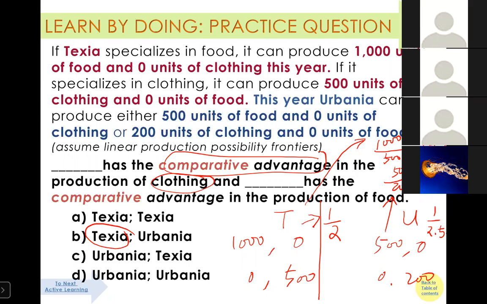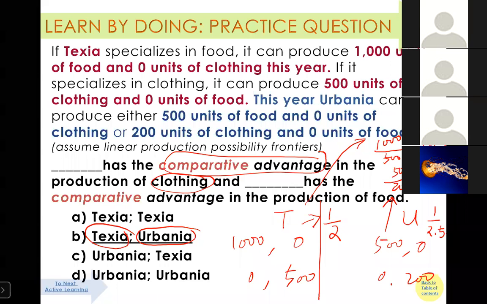Now, clearly, Urbania has comparative advantage in the production of food. Or in general, if a country has comparative advantage in producing A, then it must have a comparative disadvantage in producing B. You cannot have comparative advantage in both, right?